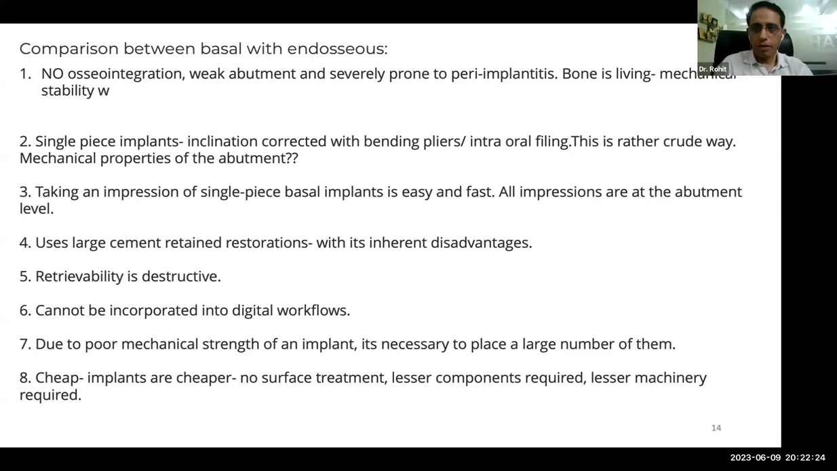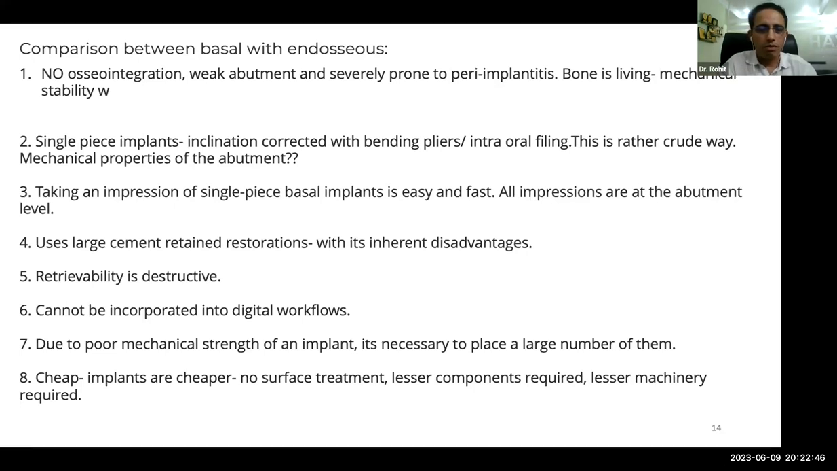Absolutely. In fact, we've had certain colleagues who faced litigation with all these basal implants up here as well. So I'm sure as people get to know more, these things will be out of the market soon. Otherwise, you never know. There's no evidence, as you very rightly said, to support all these basal implantology science.